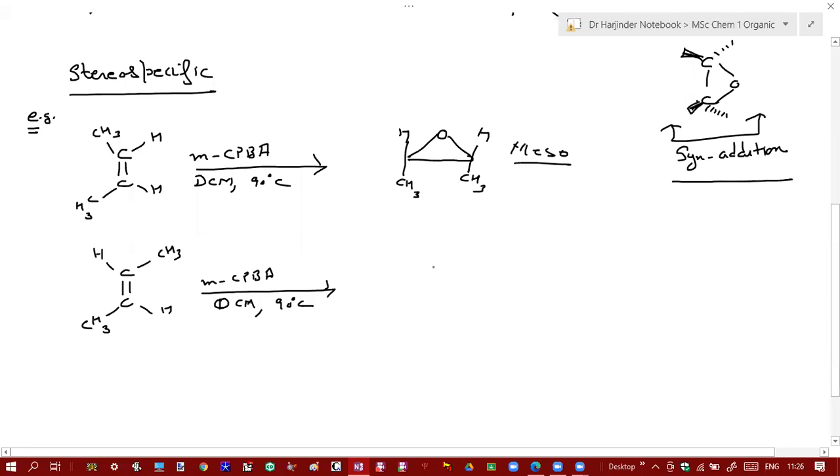In that case, you will get an optically active product. So here, on one side, it will be like this. On the other side, it will be like this, or opposite.